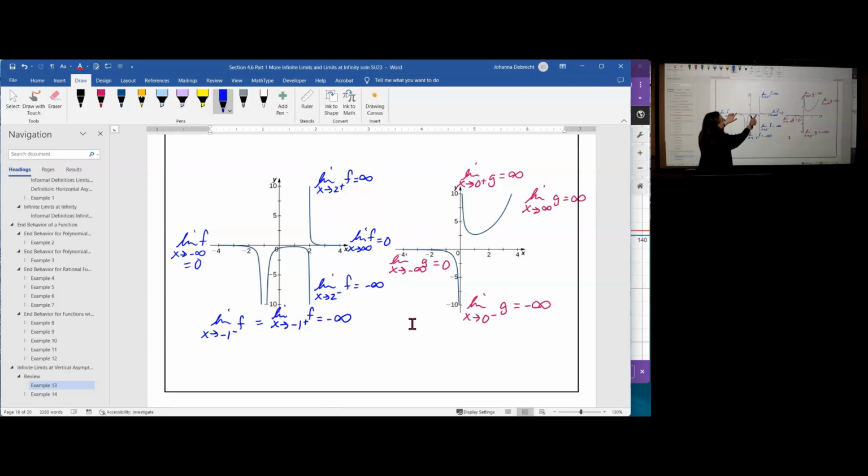When I look at the approaches to the vertical asymptote at -1, whether I trace from the right or from the left, the y values decrease without bound, which means both one-sided limits as x approaches -1 become -infinity.